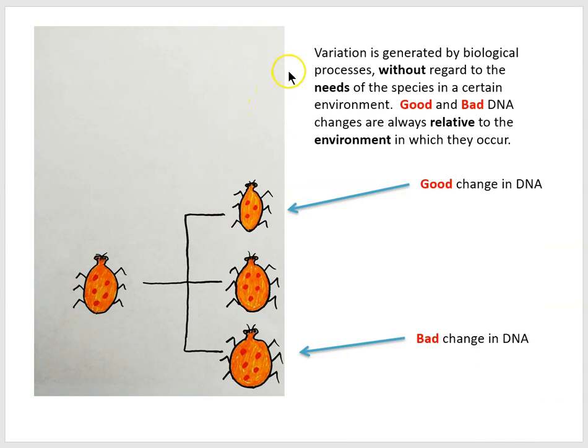So in summary then, the variation is generated by biological processes without regard to the needs of the species in a certain environment. Good and bad DNA changes are always relative to the environment in which they occur. So there are no absolute good mutations or absolute bad mutations. It depends on the context. In our case, this is a good change in DNA because it provides better camouflage. This would be a bad change in DNA, less camouflage, more likely to be eaten.